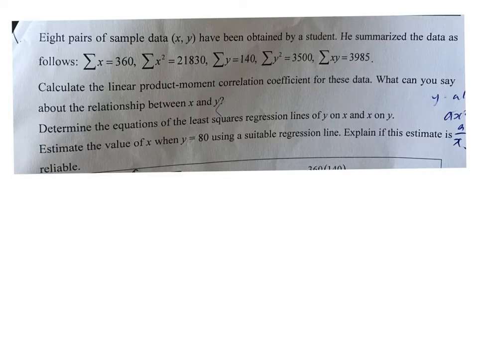Honestly, after checking with the other teachers, this kind of question has not appeared in A levels for quite a few years, so we do not know. But anyway, it's still important that we know how to do it. So basically, what you do here is take out your MF26. We need to determine the equation of the least squares regression line of y on x and x on y. So how do you go about doing this?